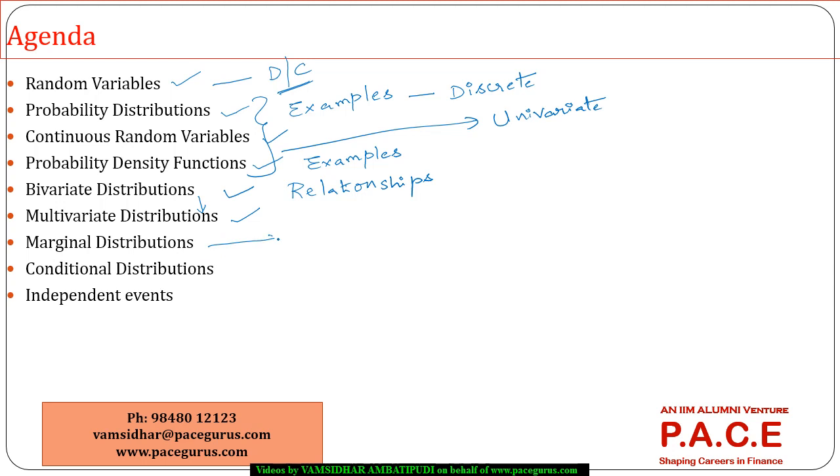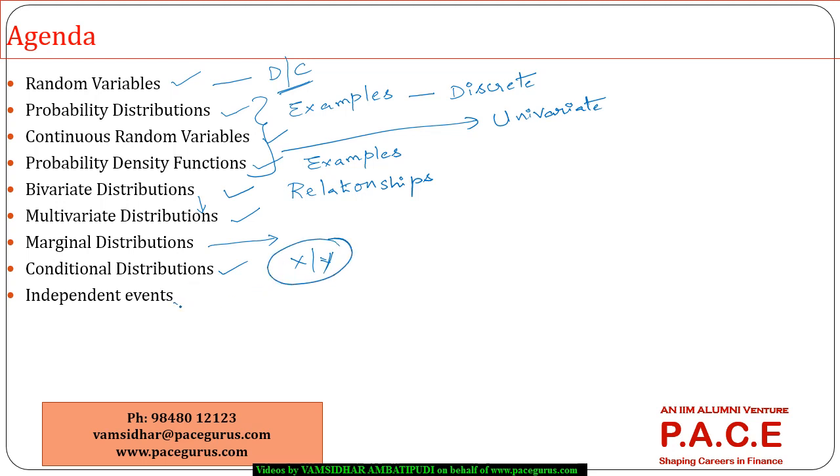Then marginal distributions, how they are derived from the bivariate distributions. What do we mean by the marginal distributions? Again, we will spend some time regarding that. And we would also be interested in looking at conditional distributions, right? X given Y kind of distributions. So that's one more area.